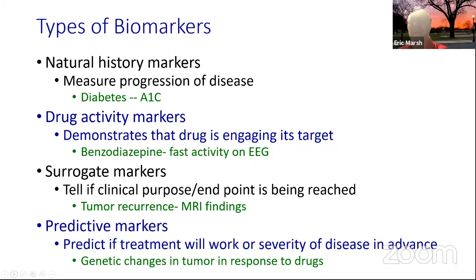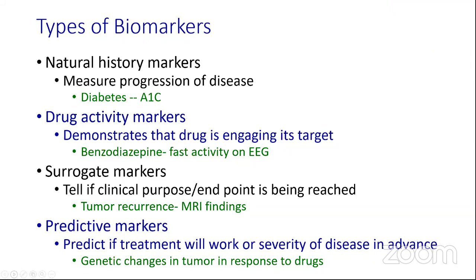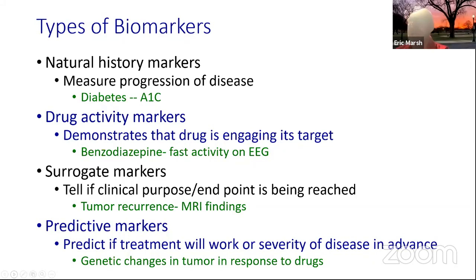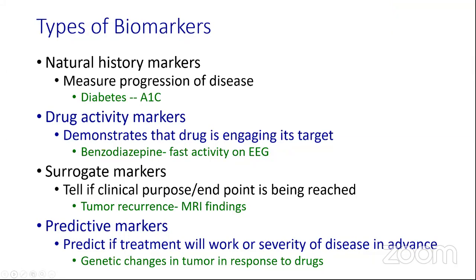You can have drug activity markers. These are markers that let you know that a drug is actually working. A good example, which all of you might be aware of, is if your son or daughter is on a drug like clobazam or Valium or Ativan, which are called benzodiazepines, if they get an EEG, there might be some very fast activity on that EEG. And that's a sign, a marker, that the drug is actually engaging its target.